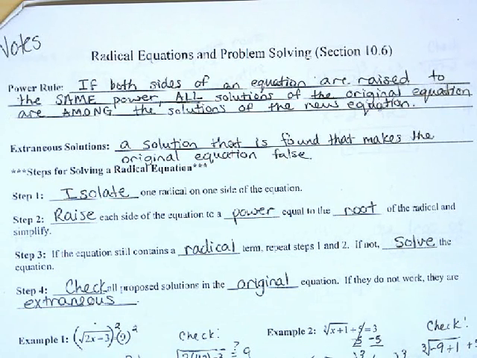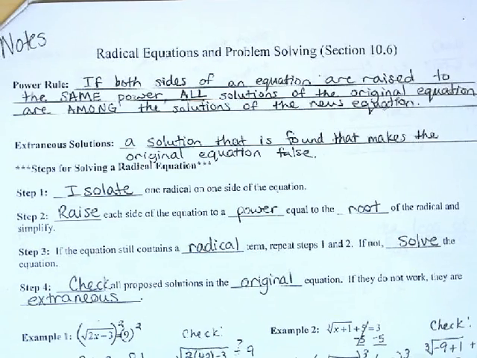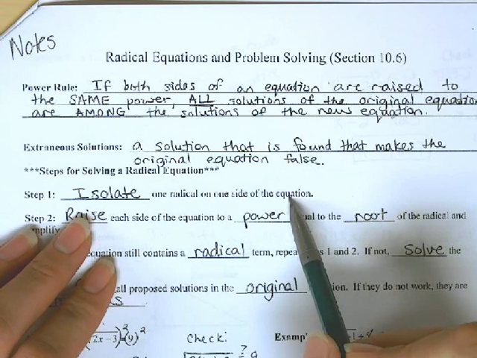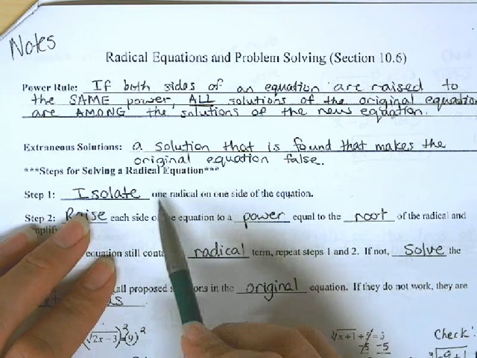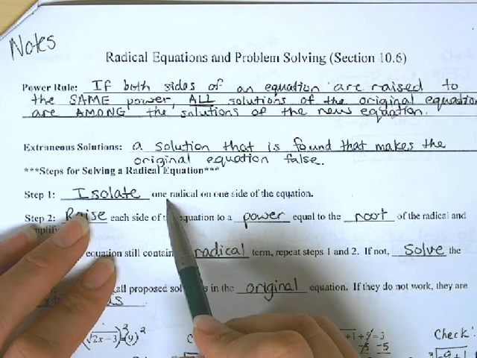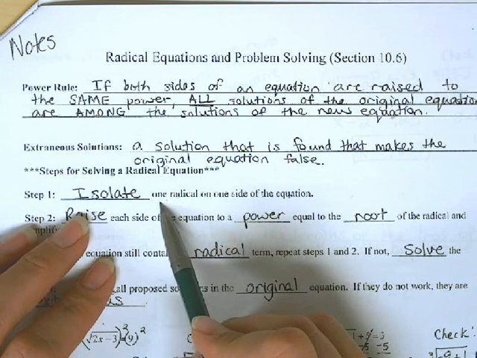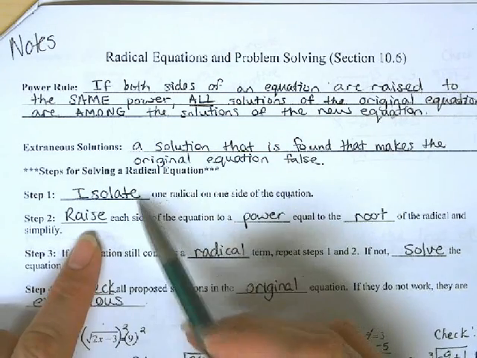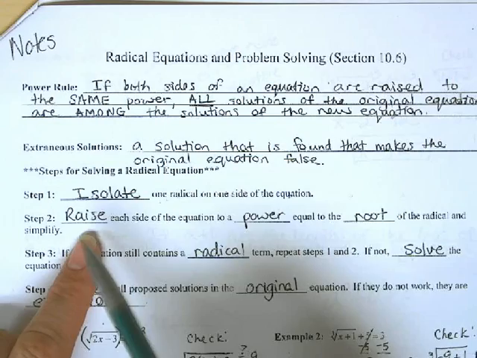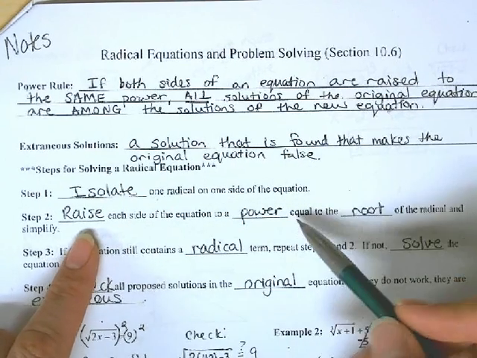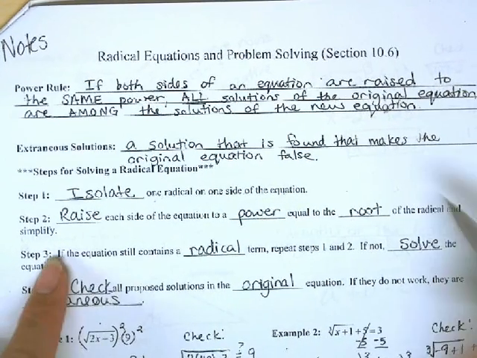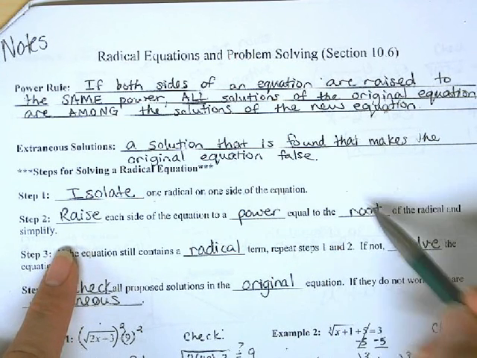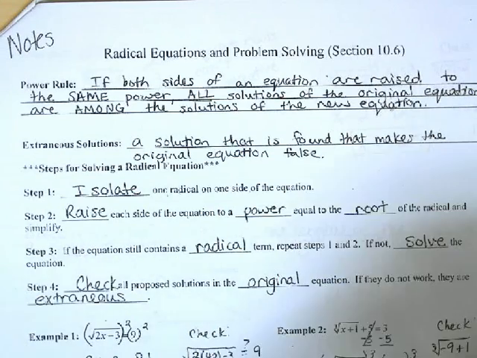So the steps. The very first step says that we need to isolate one radical on one side of the equation. Just one radical. Sometimes I have 2 or more radicals in the equation, but we're going to pick one of them that we're going to work with, and we're going to isolate it on one side of the equation. So just the radical on that side, and all the stuff that's inside the radical would be with it. Then we're going to raise each side of the equation to a power equal to the root of the radical. So if it's a square root, then I'm going to square it. If it's a cube root, then I'm going to cube it. If I've got a fourth root, I'll raise it to the fourth power, and so on and so forth.